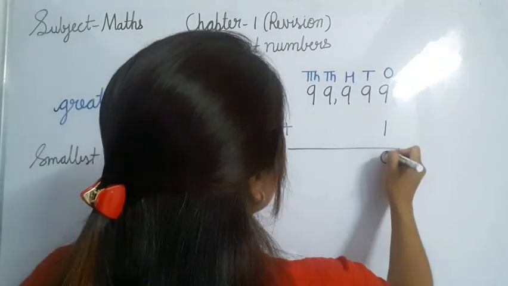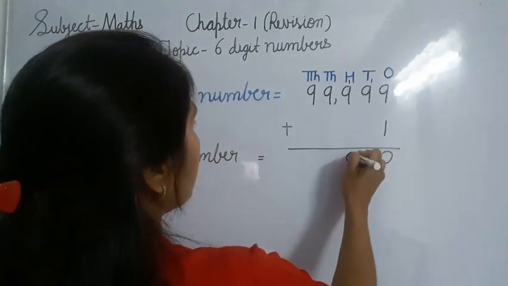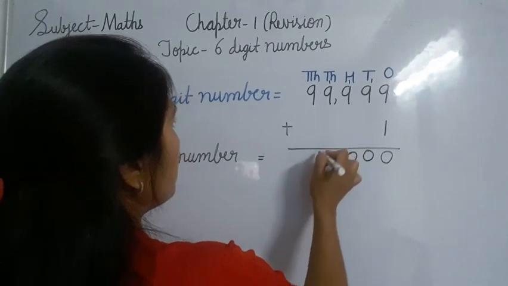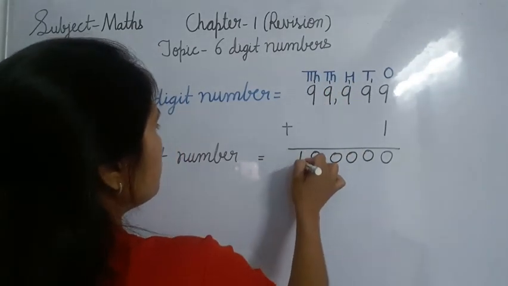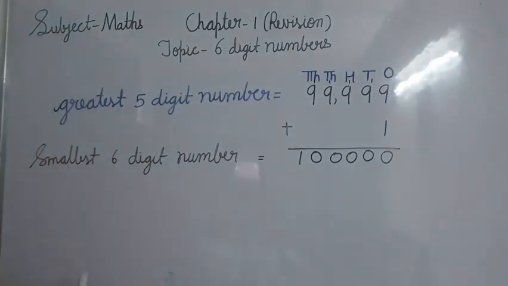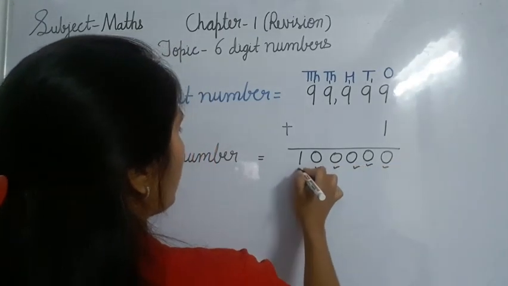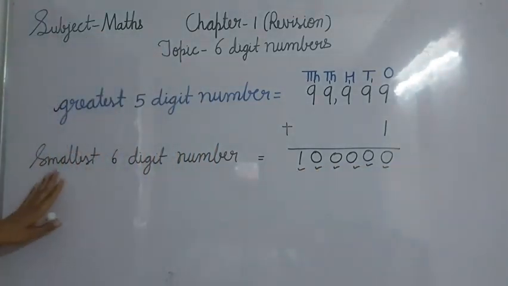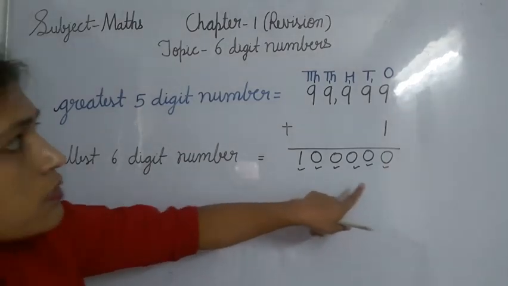So what you will get: 1 will carry forward, again 1 carry, 1 carry, again 1 carry, and 1. Yes. Now let's count the digits: 1 2 3 4 5 6. So this is the smallest 6 digit number. Yes, 6 digit smallest number.